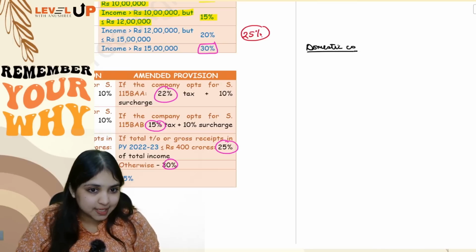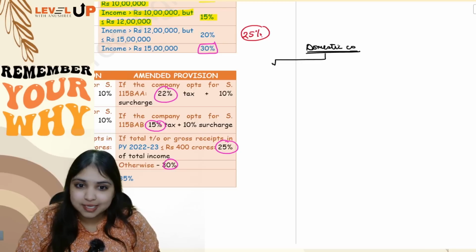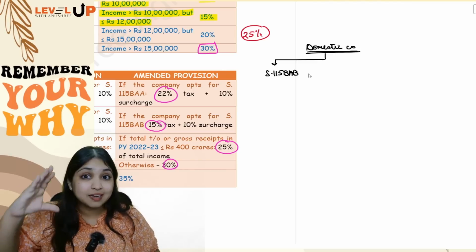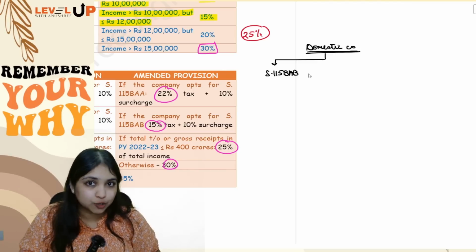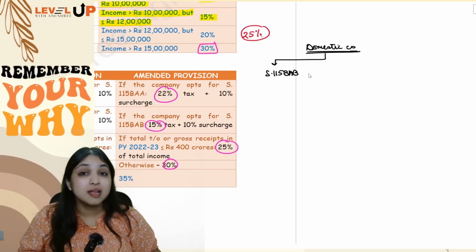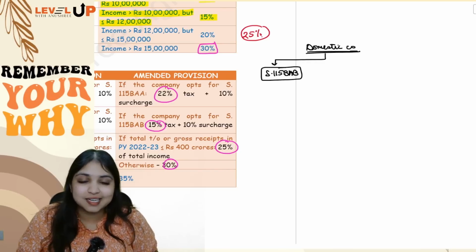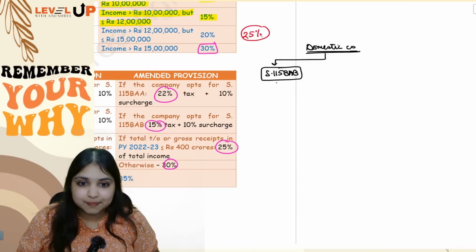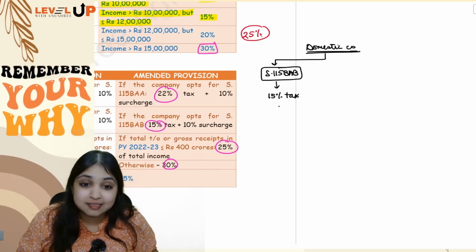Let's talk about domestic company first. If assessing a domestic company, you will first check is section 115BAB applicable. Now section 115BAB, the content of the section is not a part of your syllabus at the intermediate level, but you should know what are the tax rates in this section that is applicable in your syllabus. So if 115BAB is applicable, then company will have to pay 15% tax and a mandatory 10% surcharge.